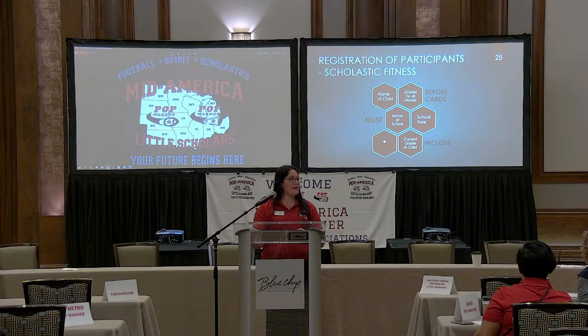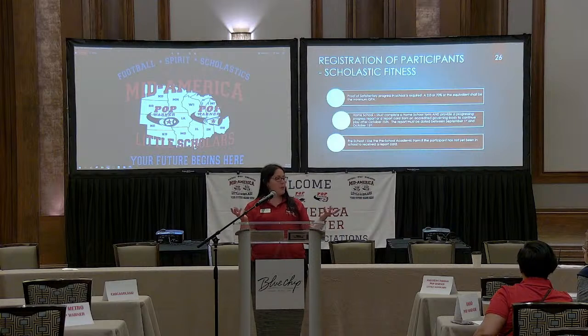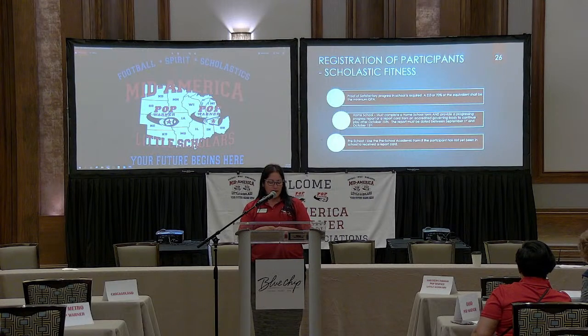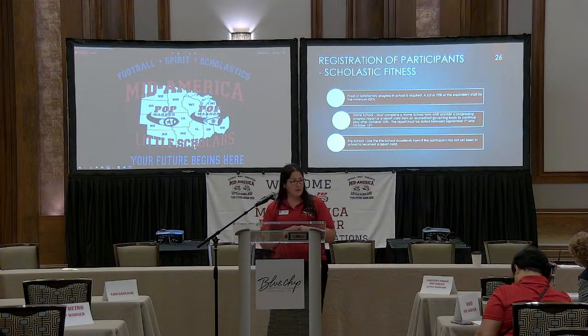Yes, somewhere I get to that too. Right. All right. She said that if they didn't have a report card, to put an eligibility form in. I'm going to talk about that in just a minute or two. Okay, so proof of satisfactory progress in school is required. A 2.0 or 70% or the equivalent shall be the minimum GPA.